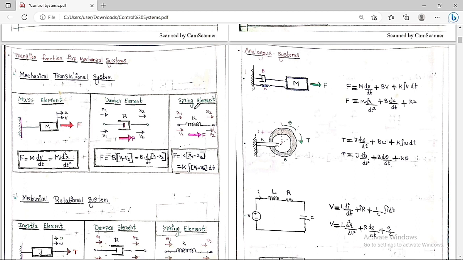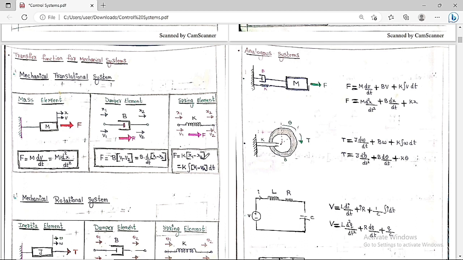Now for the spring element, this is the spring here. The spring will have some spring constant, which is denoted by K. We can say this is going to have some velocity v1 and this will have velocity v2. Whenever you apply a force F on the spring in this direction, definitely this will have velocity v1, this will have velocity v2, and this will have some displacement x1, and this will have some displacement x2. So what is the force formula? F is equal to k into x1 minus x2.